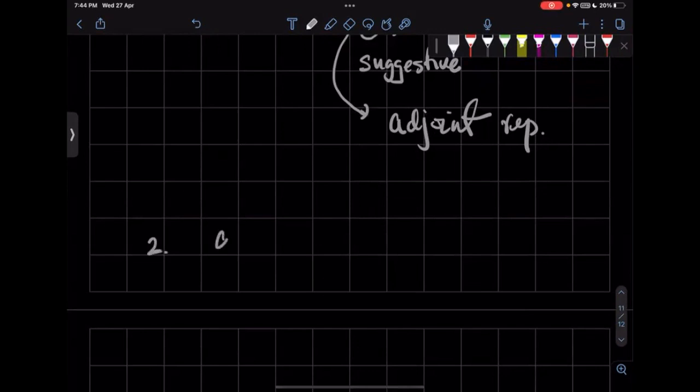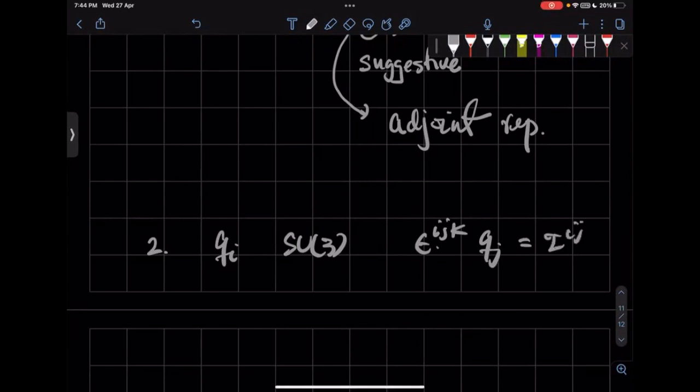So suppose you have a representation Qi of SU3, you can consider epsilon ijk qj. This will be a new representation, an antisymmetric representation, okay? But you can show that the dimension of Qi is the same as the dimension of Tij because of the antisymmetry, right? So what is the dimension of Qi? Can someone tell me? For SU3.